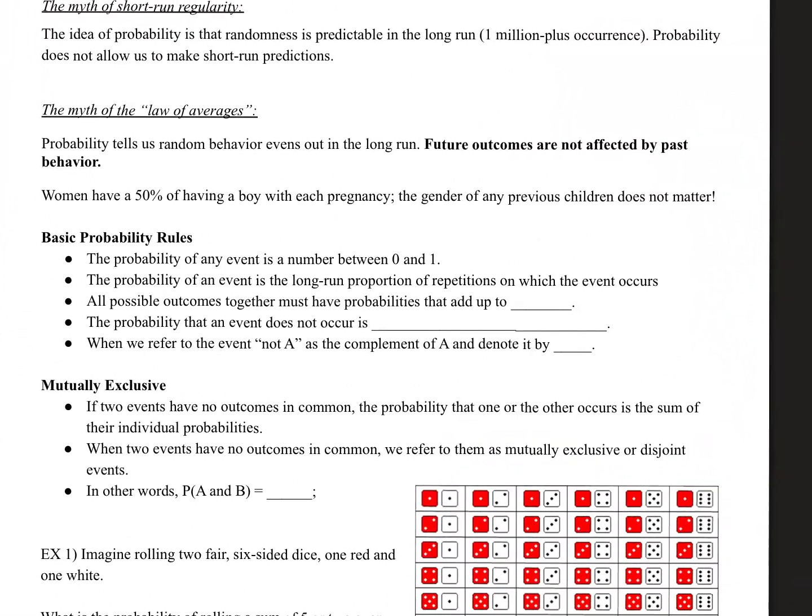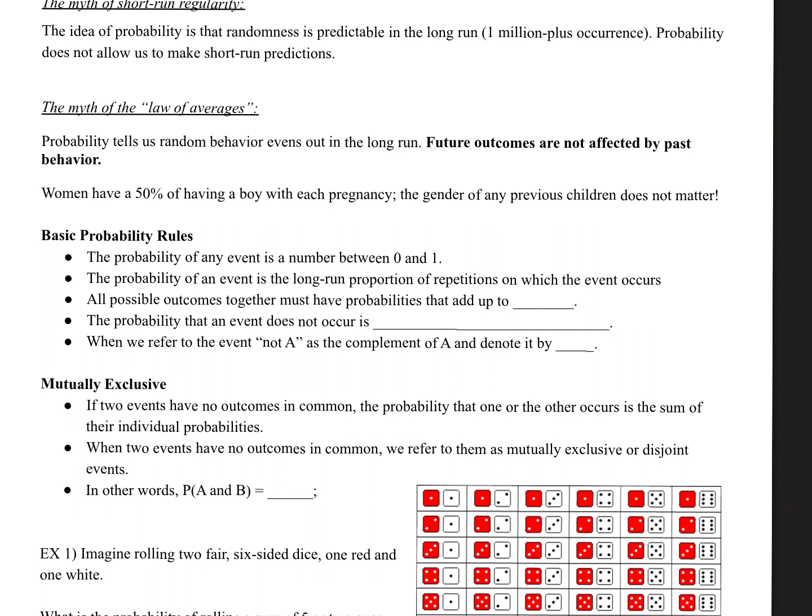So future outcomes are not affected by past behavior. Women have a 50% chance of having a boy with each pregnancy. The gender of any previous children does not matter.